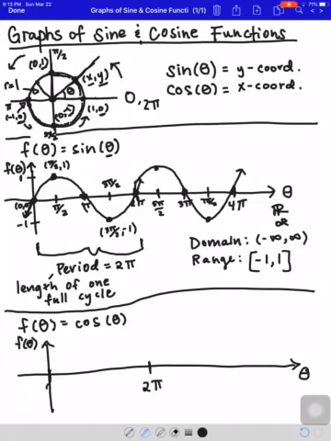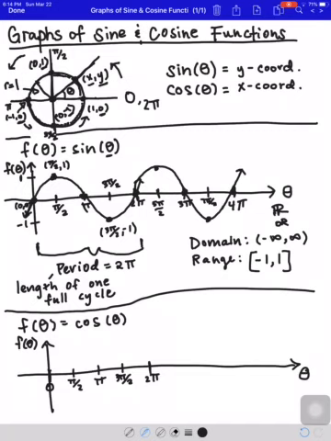So we start at 0, we end at 2 pi. Right in the middle is pi. Halfway between 0 and pi is pi over 2. And halfway between pi and 2 pi, well, that's just the average of 1 pi and 2 pi, so that's going to occur at 3 pi over 2. Let me make this a little better. All right, so now let's start plotting some points.